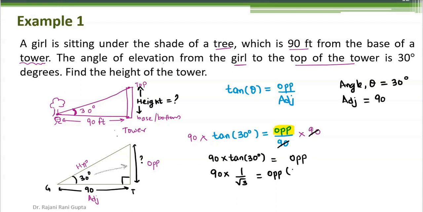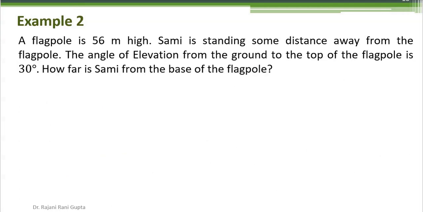How do we multiply this? 90 means 90 over 1. So you multiply 90 with 1 and 1 with root 3. This gives you 90 over root 3 as the opposite side. The opposite side is nothing but the height. So this gives you the answer: the height of the tower is 90 divided by root 3. Since 90 was in feet, this also becomes feet. Okay, let's go to the next question.